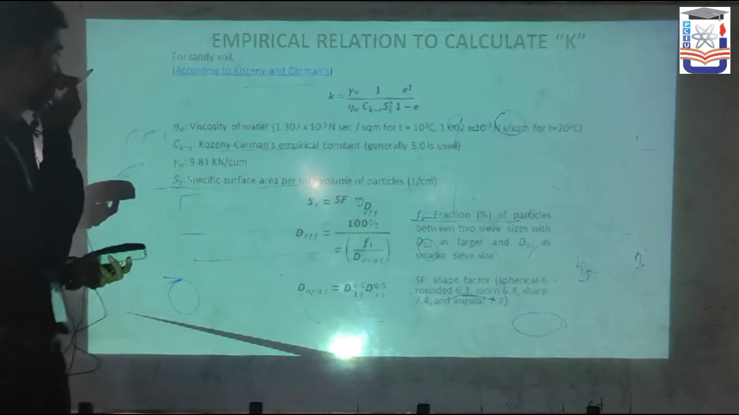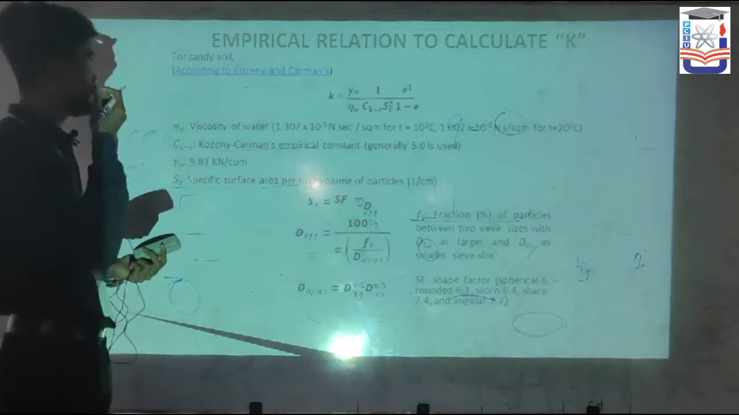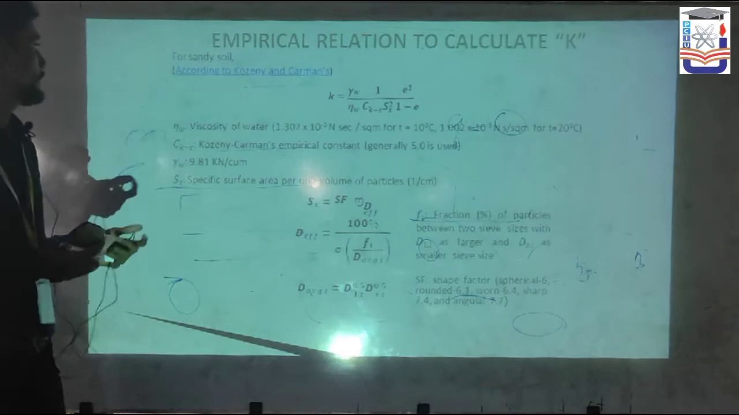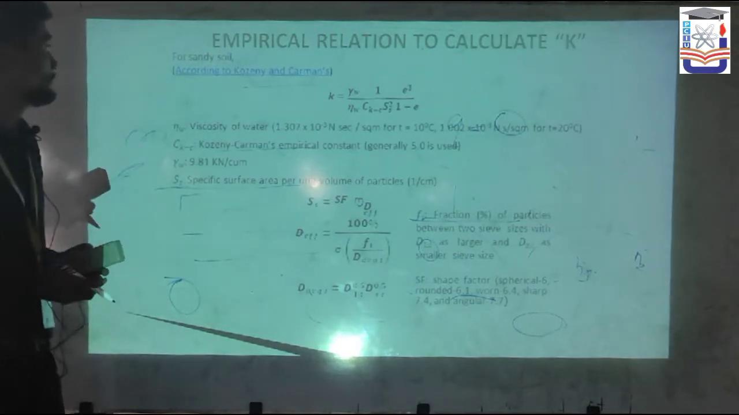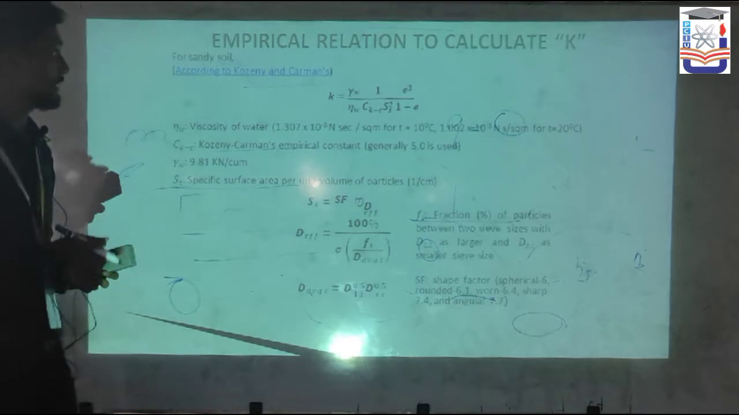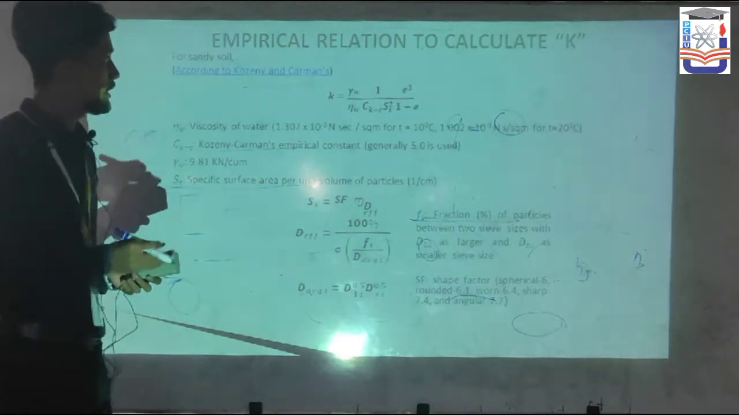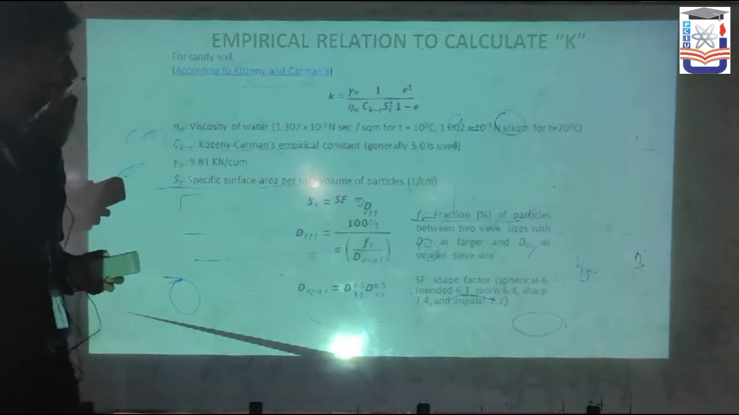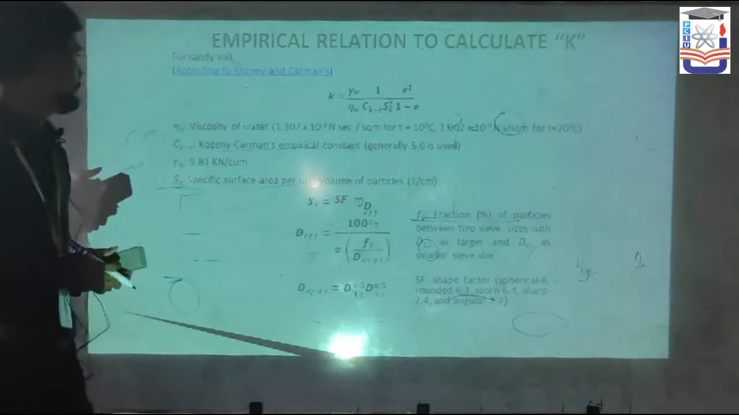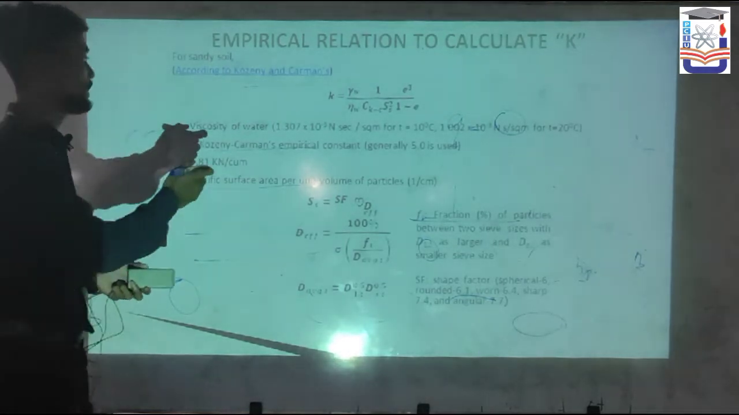We already saw in the previous slide how to find the value of K. Here is another important formula, developed by Kozeny and Carman: K equals gamma W by mu W into 1 by Ck minus C, Ss squared into e cubed by 1 minus e. Here mu W equals the viscosity of water.